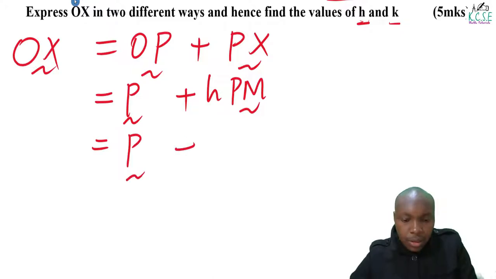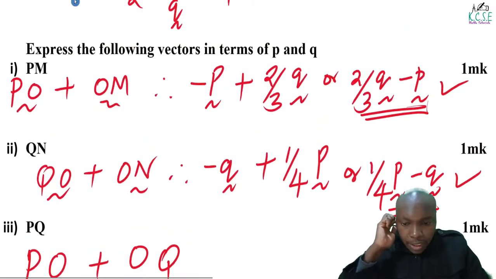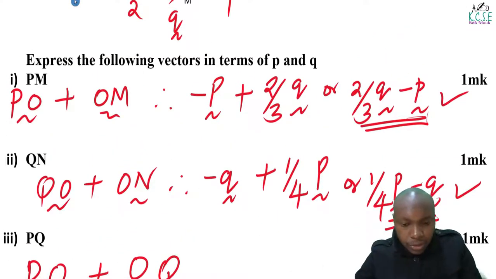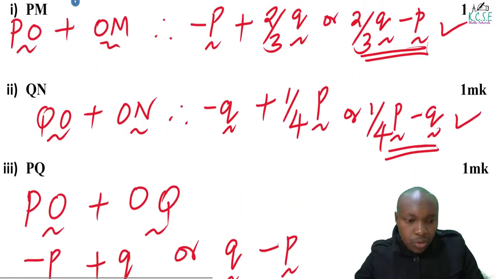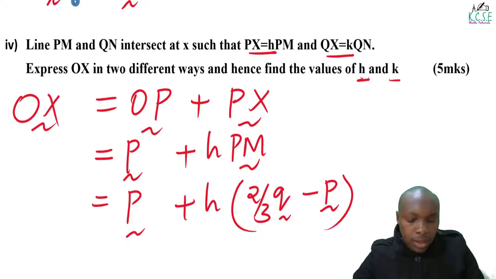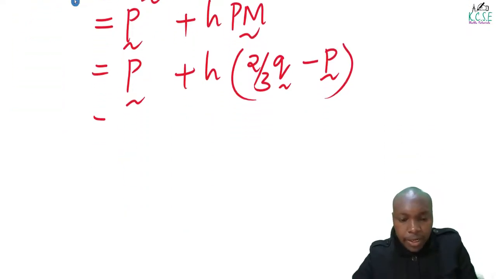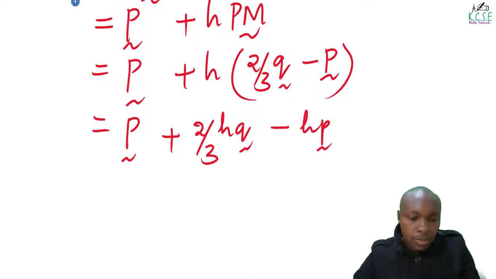So P plus H. Now PM, we had obtained PM in the first part of the question. PM is 2/3 (Q minus P). So that is the first way. So we open the brackets. So we have P plus 2/3 HQ minus HP. So that is the first way.